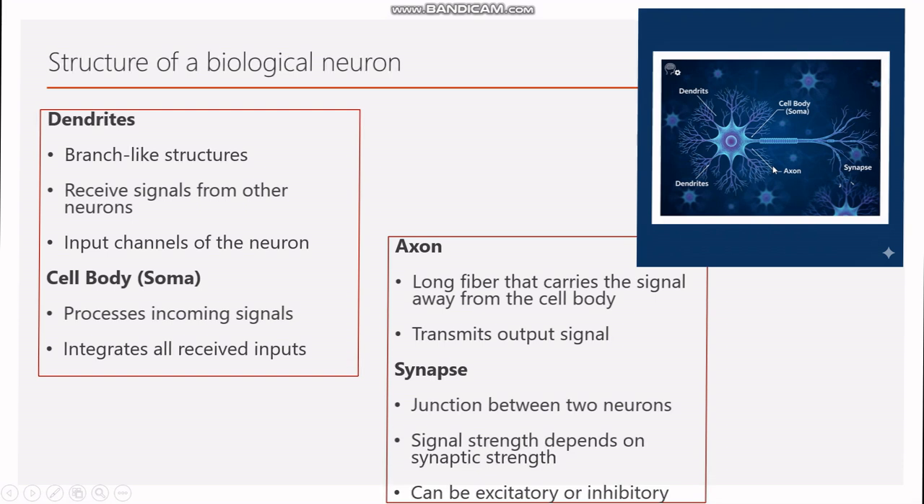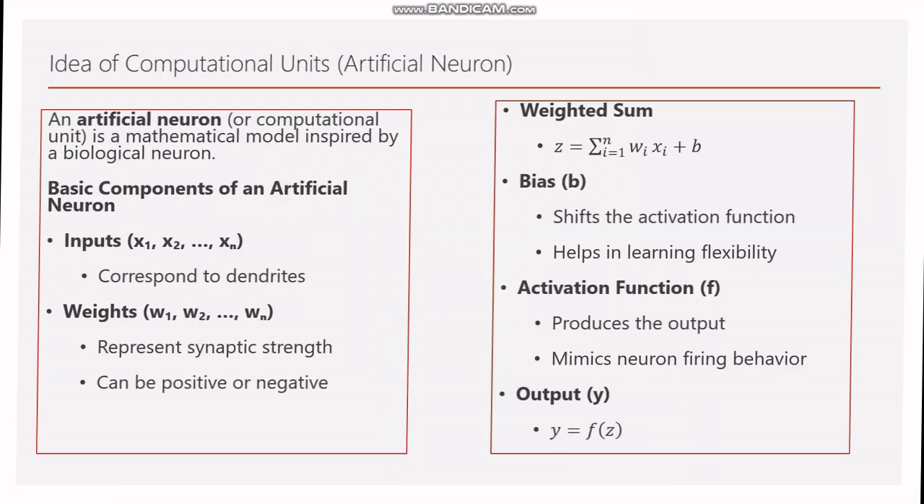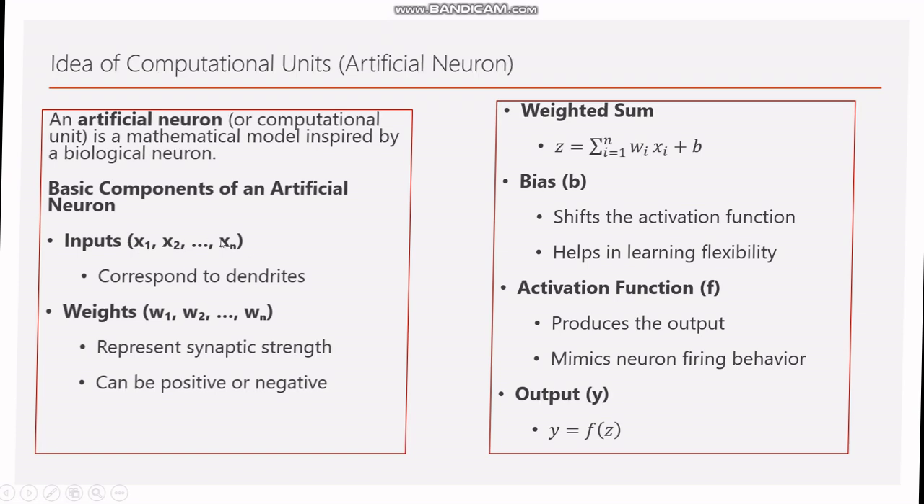Now we will see the idea of a computational unit, that is, an artificial neuron. An artificial neuron is basically inspired by a biological neuron. It is a mathematical model, and its components are similar to those of a biological neuron. If we see the components, you see inputs. In the biological neuron we have the dendrites, and in their place we have the inputs x1, x2, up to xn.